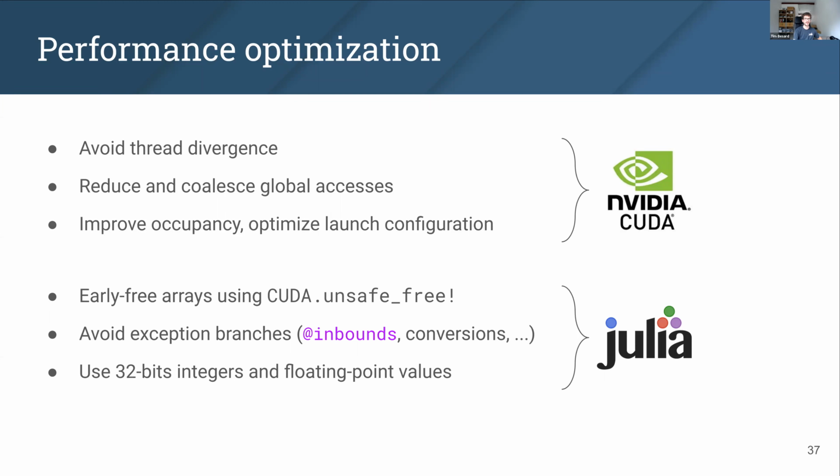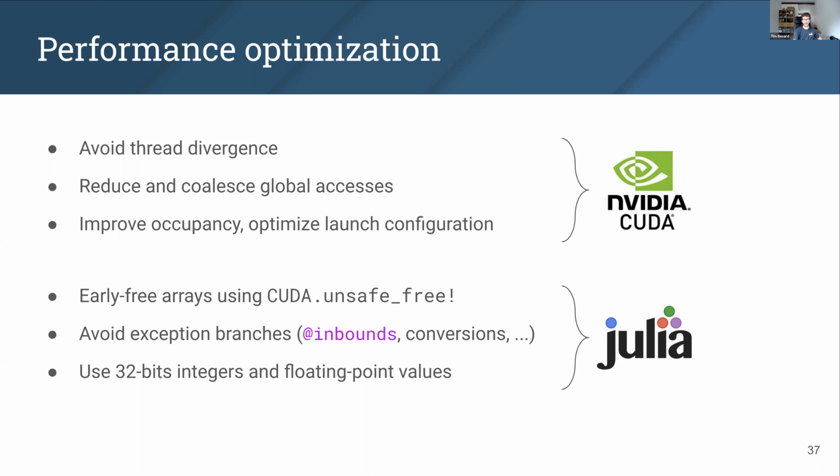We do have a couple of Julia-specific performance recommendations, though. For example, Julia is a garbage collected language, meaning that when a GPU array isn't used anymore, it might take a while before the garbage collector picks it up. And if you're using an application that uses all of the GPU's memory, it may be advantageous to inform the CUDA memory allocator that this memory is ready to reuse by calling the unsafe free function, essentially bypassing the garbage collector, or at least not having to wait until the garbage collector comes by.